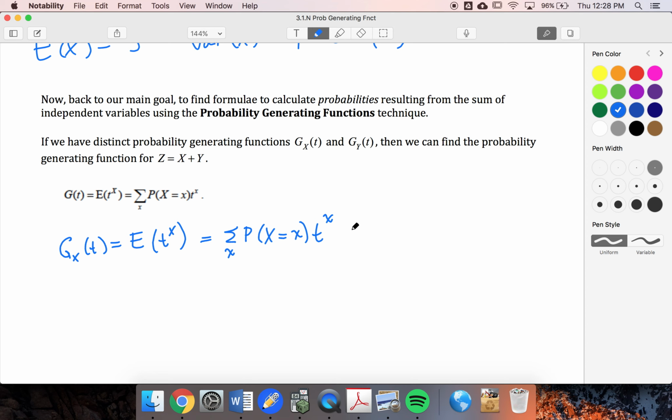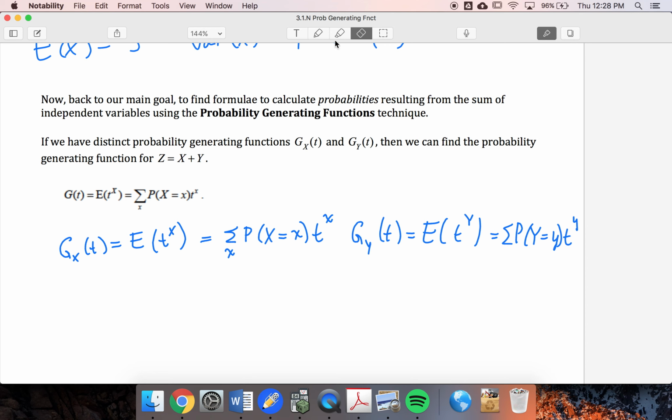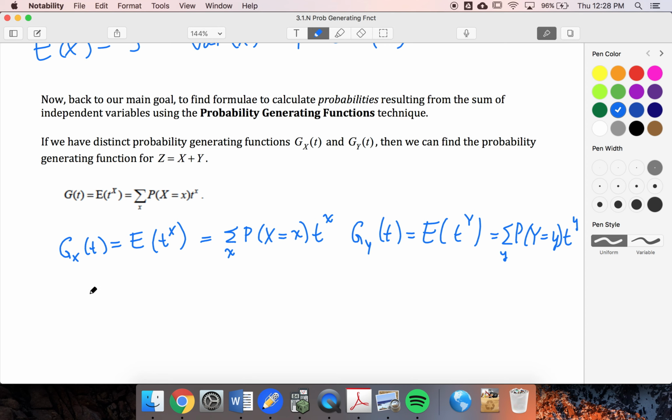I could do the same thing for y. t to the y, and say that that's the sum of my different y values, probability that y equals y, t to the y. And this is across all the values that y can take on. So now if I look for g of z, so that's going to be g of x plus y, well then I'm going to have E of t to the x plus y.